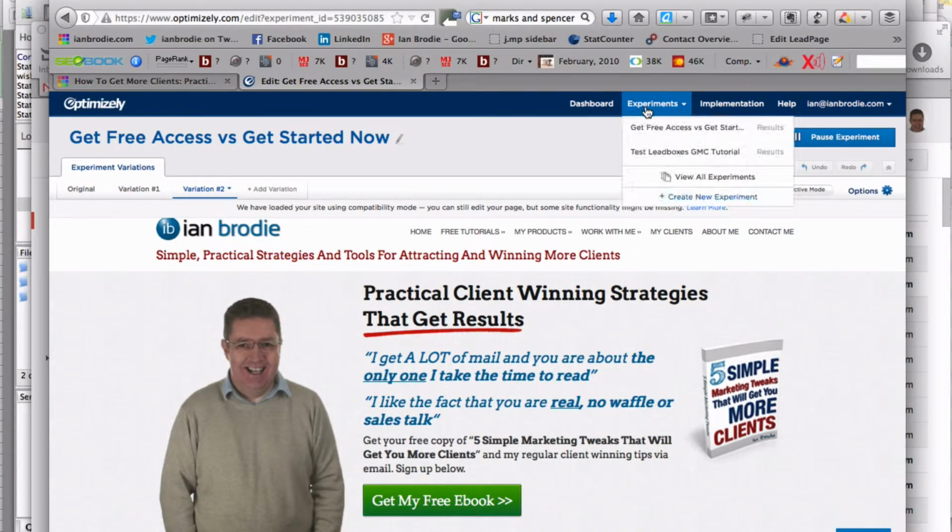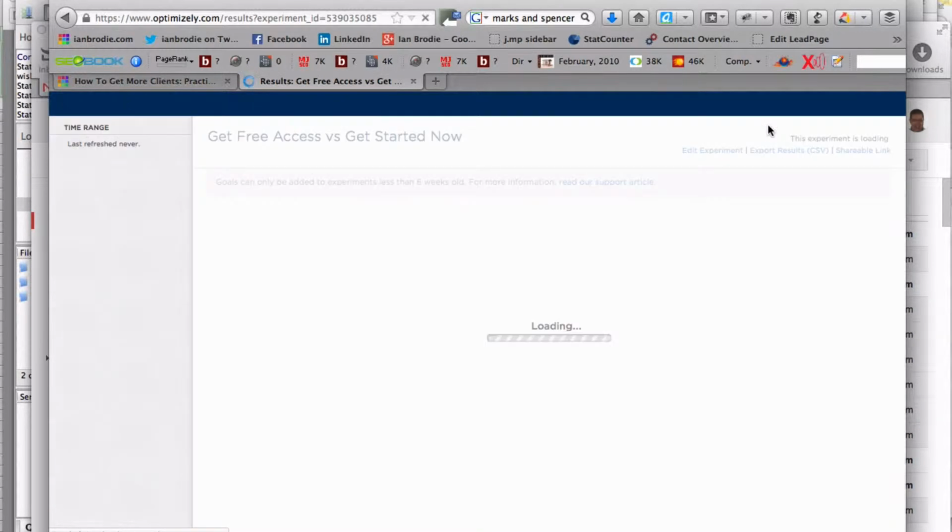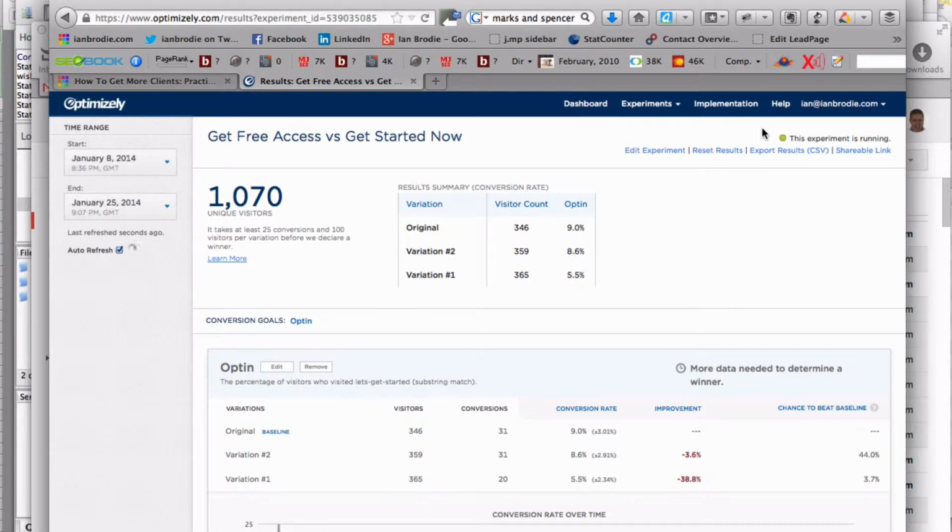So let's look at the results of the experiment, and you'll see that, in fact, get free instant access performs the best at 9%. I've had over 1,000 visitors. Variation 2, which is get my free ebook, is about the same. In fact, there's no statistically significant difference between the two of those. However, variation 1, my own personal favorite, get started now, there is a statistically significant difference. It's much, much worse. It's nearly 40% worse. There's only a 3.7% chance of it beating the original.